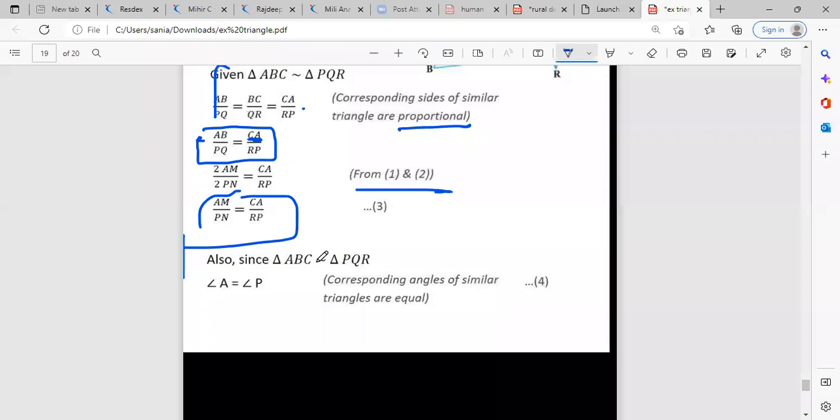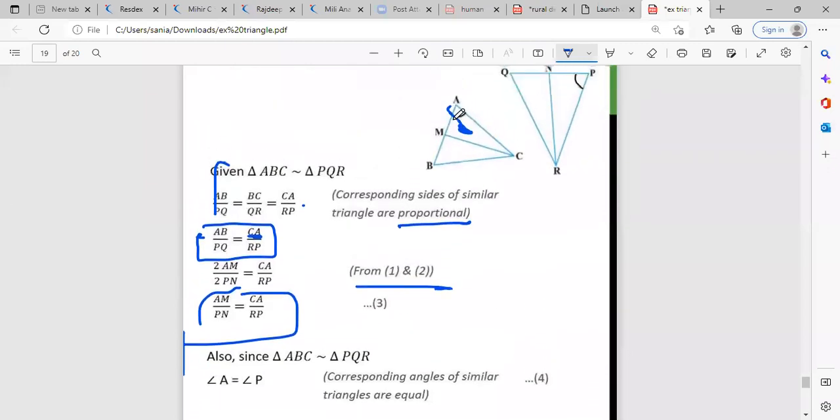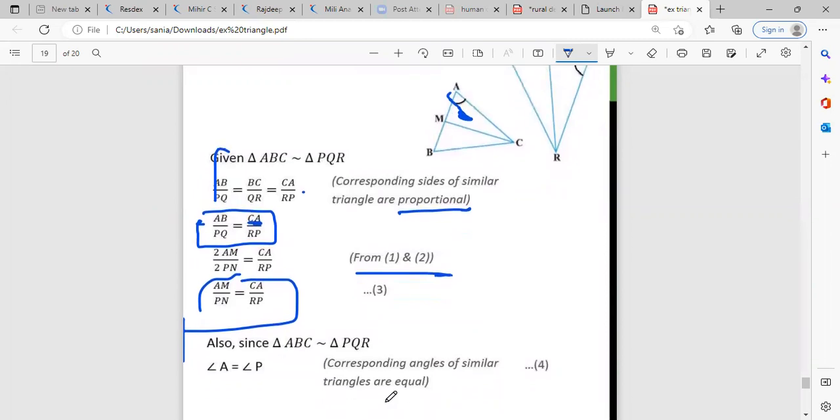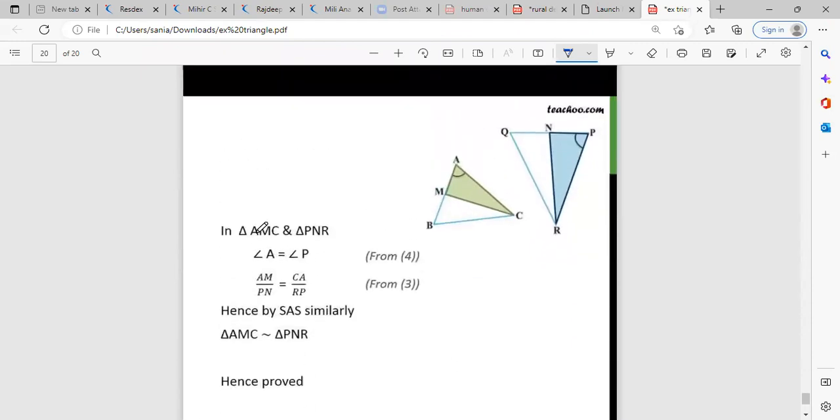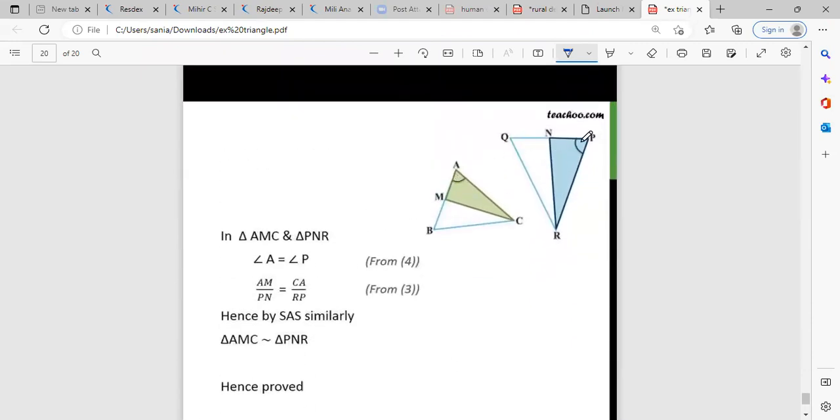As you know, this triangle is similar to this triangle, so angle A is equal to angle P, because corresponding angles of similar triangles are equal. Then in this triangle and this triangle, angle A is equal to angle P from 4, and also AM divided by PN and CA divided by RP are equal from 3. So hence by SAS criteria, you can say that this triangle is similar to this triangle. Why? One side is this, the other side is this, and one is an angle. So by SAS criteria, this triangle is similar to this triangle.